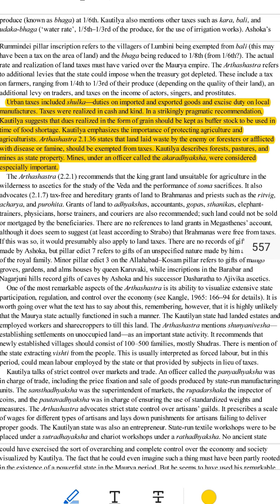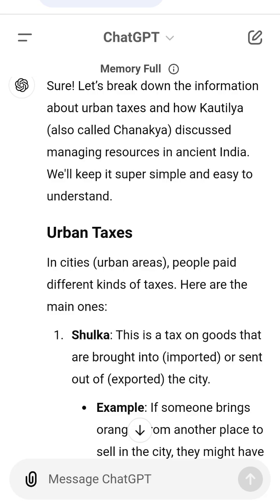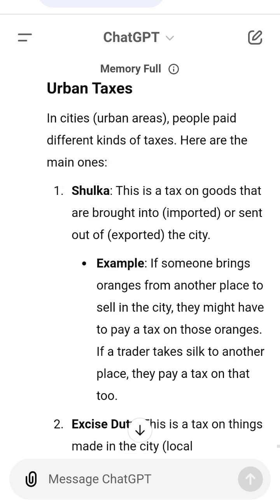Summary: urban taxes included shulka, tax on imported and exported goods; excise duty, tax on things made in the city. Taxes could be paid in money or goods. Kautilya suggested keeping a stock of grains for emergencies, protecting farmers and their lands from taxes if damaged. Certain resources like forests, pastures and mines were state property. Mines were managed by an officer to ensure they were used properly.